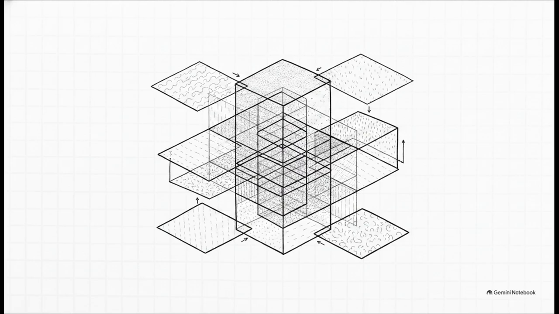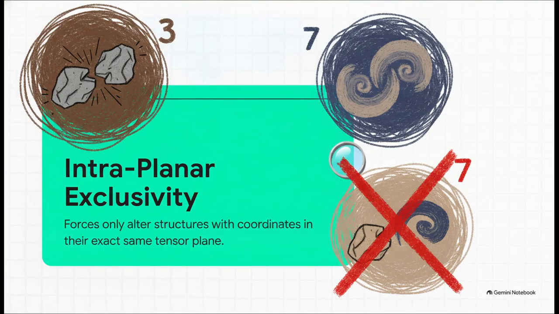Picture these as orthogonal planes, meaning they exist at right angles to one another in this brilliant 7x7x7 architecture. Each primary plane operates entirely independently. This brings us to a crucial concept, intraplanar exclusivity. A primary plane is completely 100% invisible to the primary forces of a different plane. It's a hard, impenetrable barrier.